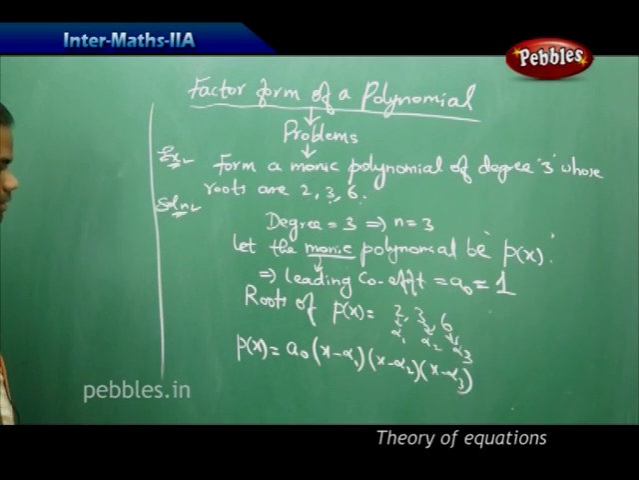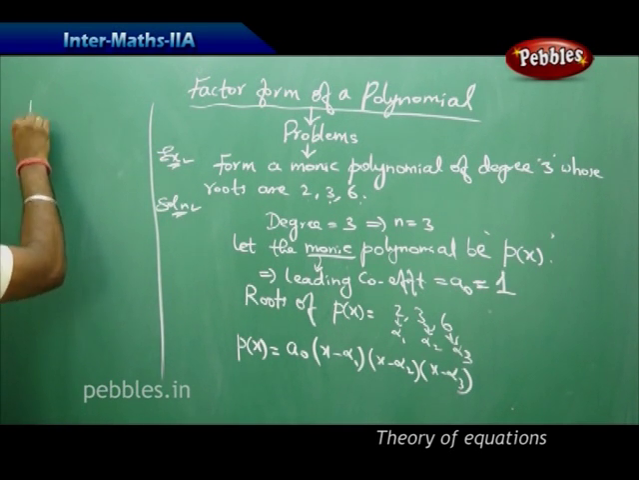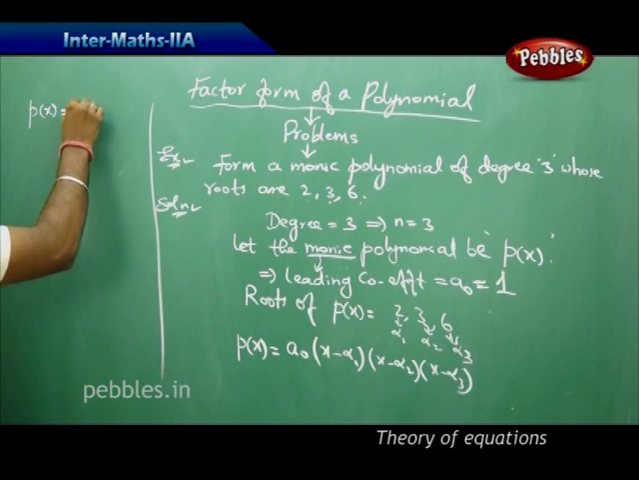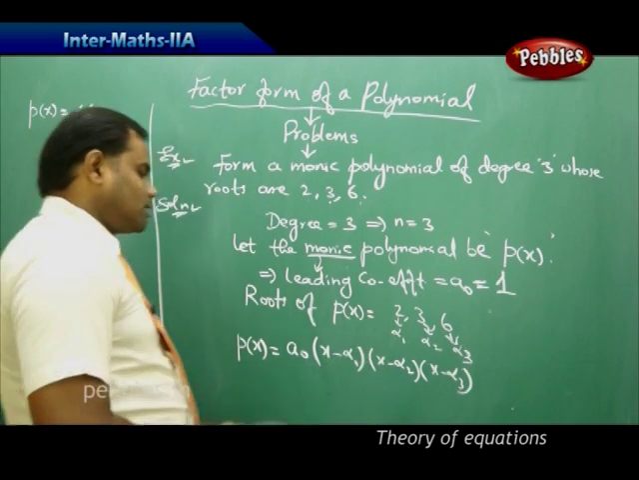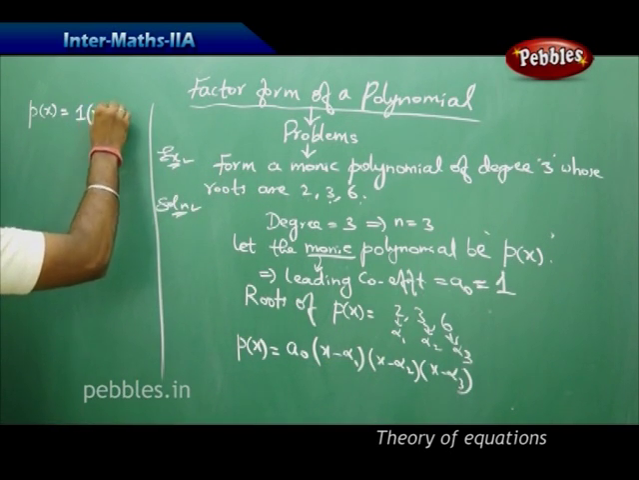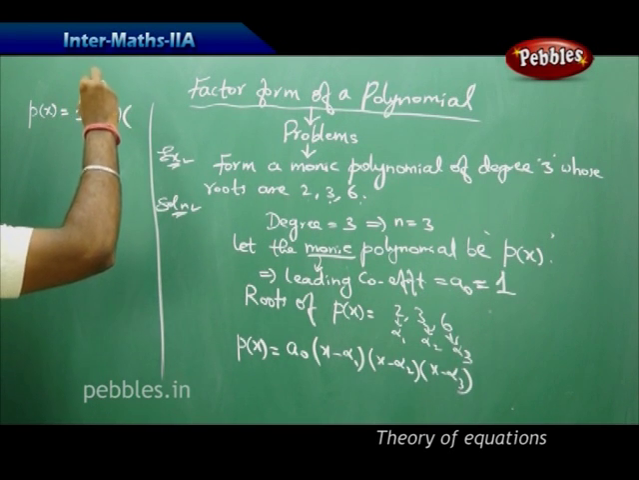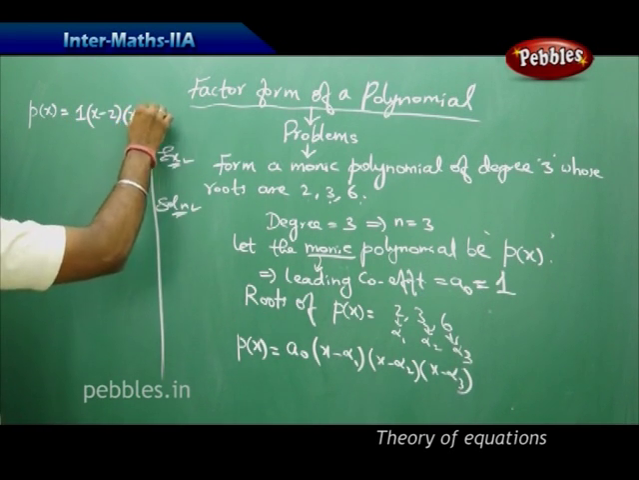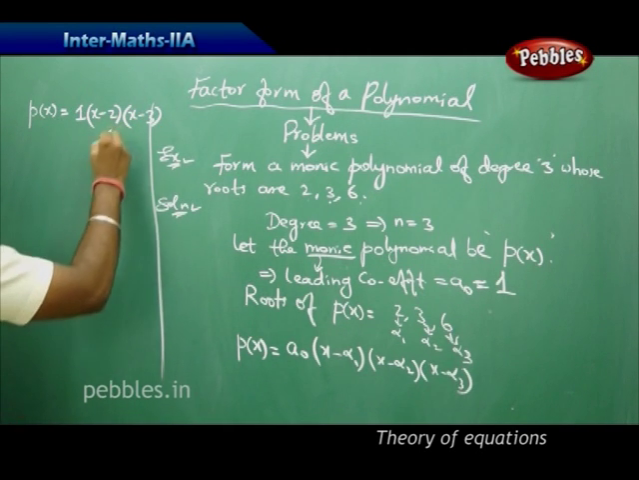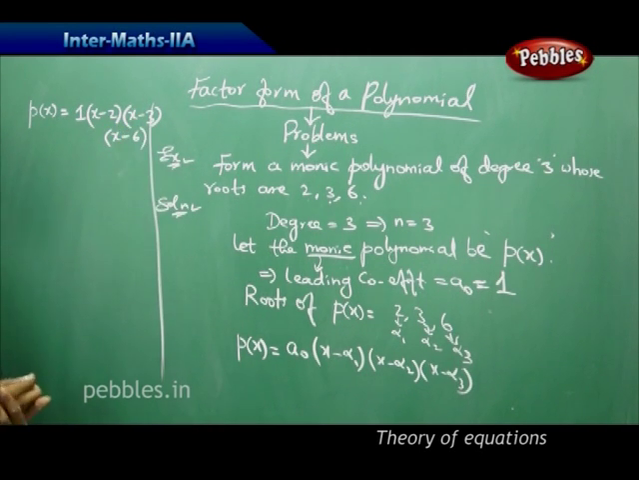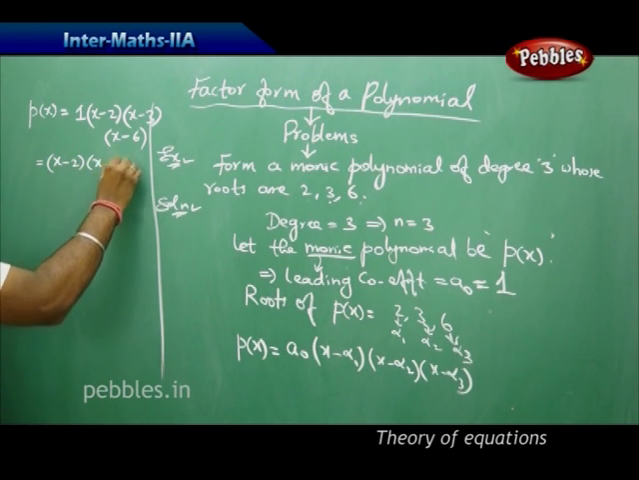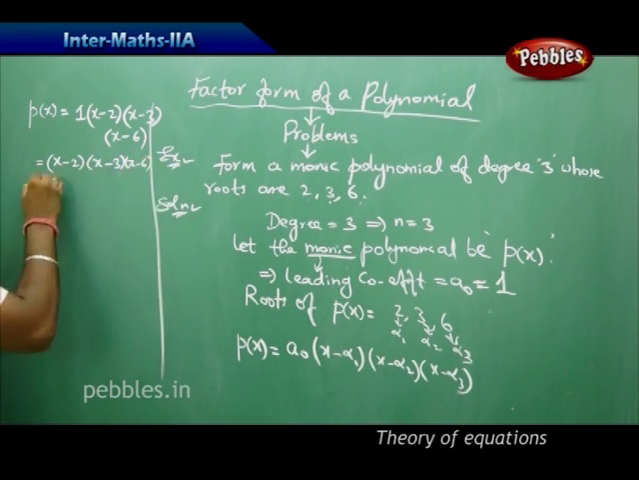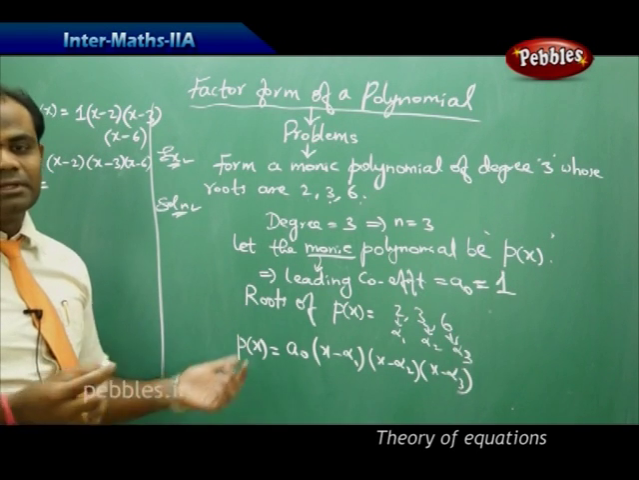Therefore, substituting each of the values, I get p of x is equal to a naught, which is 1, times x minus alpha 1, which is x minus 2, and x minus alpha 2, which is x minus 3, and x minus alpha 3, which is x minus 6, is what I get. Therefore, my polynomial here is in the form of x minus 2, x minus 3 and x minus 6, which on simplification gives me the polynomial.